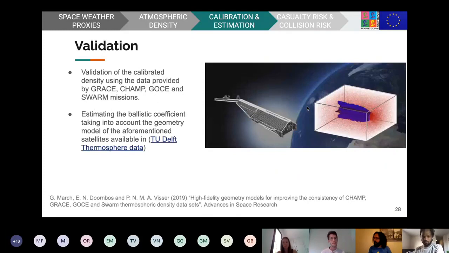So finally, we'll validate this calibration routine using available data from the GRACE, CHAMP, GOCE, and SWARM missions. And we will be able to do this also using the freely available DELFT thermosphere models for the ballistic coefficients and the geometric modeling of such satellites.